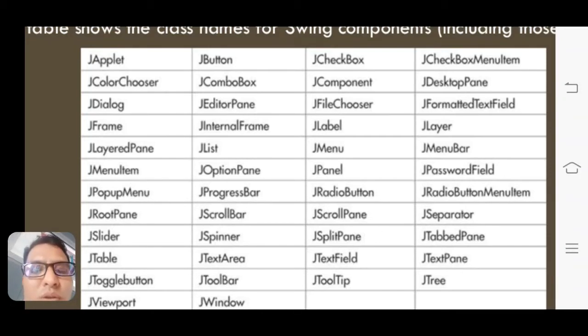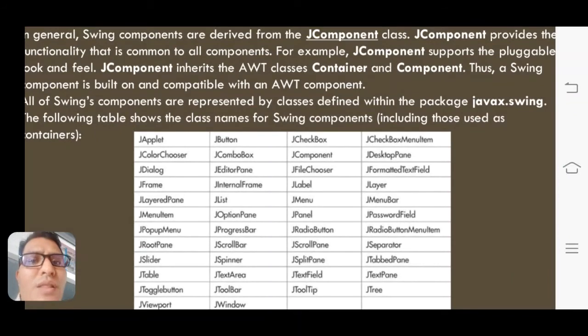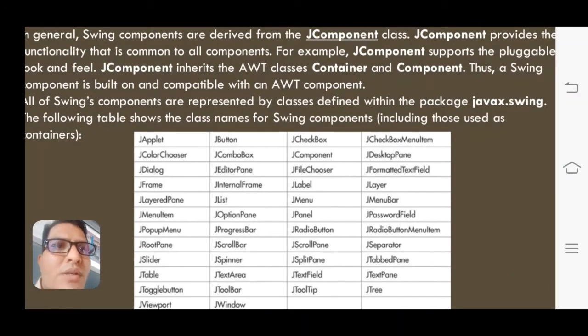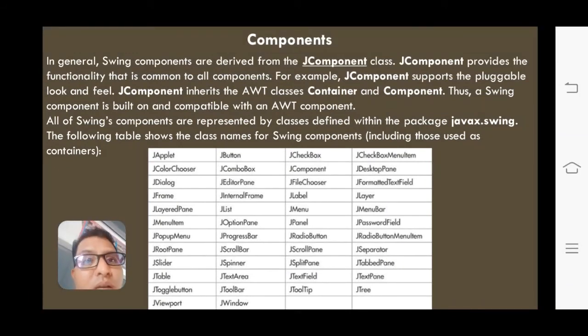Whatever you are using in AWT, Swing is similar to your AWT, but it uses J classes, J component classes. Okay, J must be added for your components. So here the JTree, JTextPane, JTextArea, and all these are the components suggested in this slide. Clear? So these are the components, and these are the containers we are going to be using here.